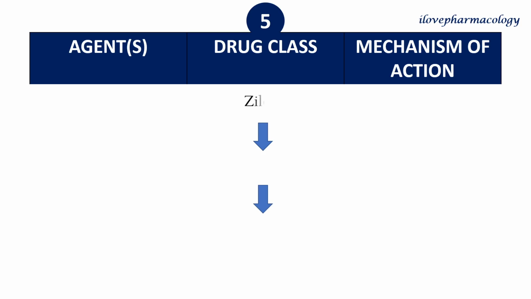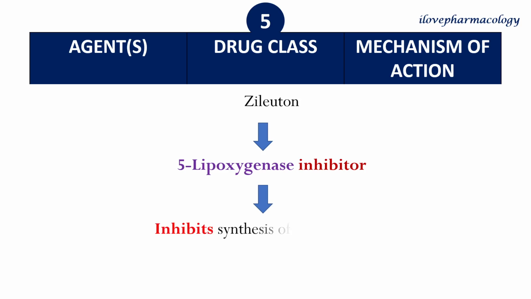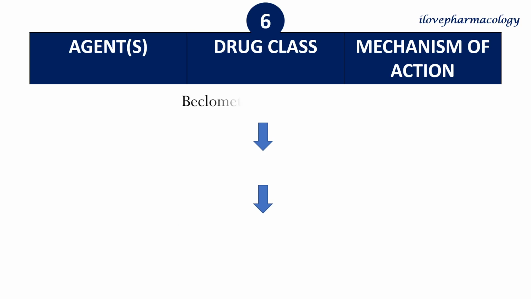So next we have Zileuton, which is a 5-lipoxygenase inhibitor. Basically, it inhibits the synthesis of leukotrienes. Please remember, Zafirlukast and Montelukast are leukotriene receptor antagonists, whereas Zileuton is a 5-lipoxygenase inhibitor, which inhibits the synthesis of leukotrienes. So next we have beclomethasone, fluticasone.